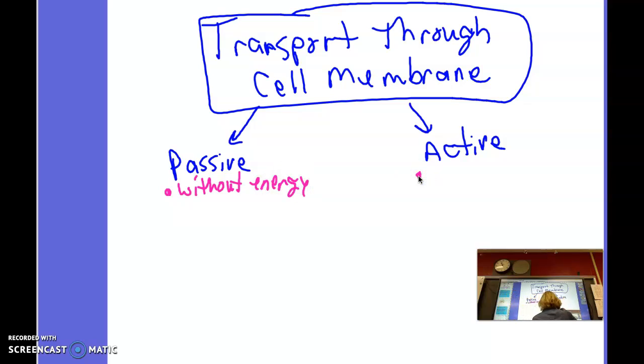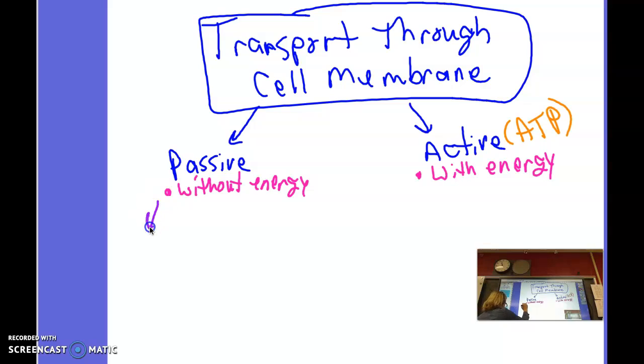Active happens with energy. Okay? And specifically, we said that energy piece is adenosine triphosphate. We can further break down the passive transport into, color. So passive transport could be diffusion.